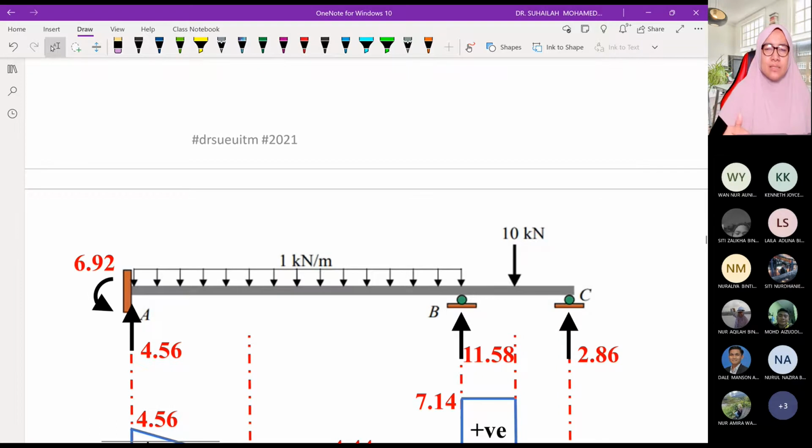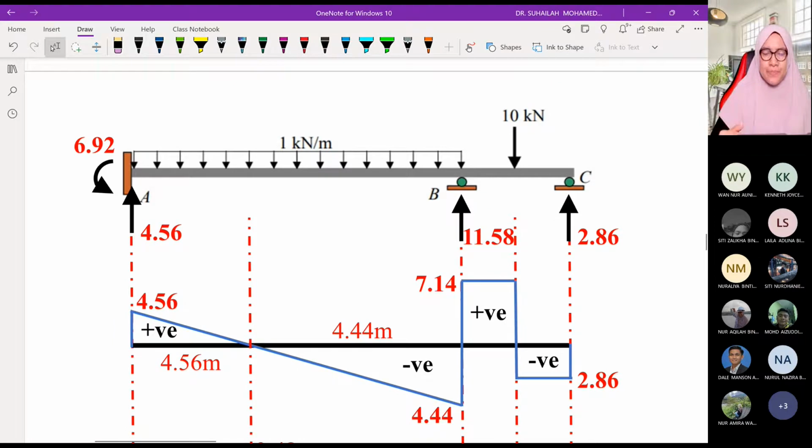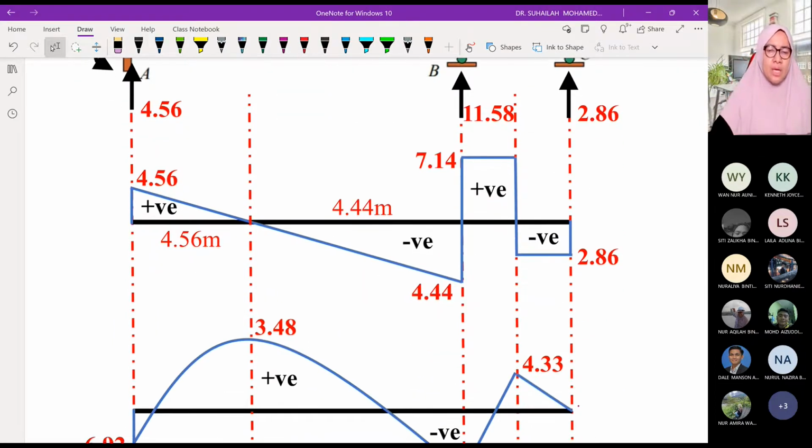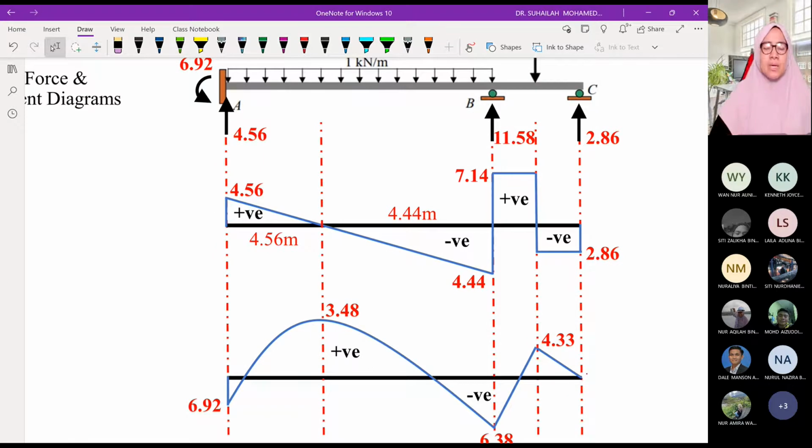And from this, we can straight away draw the shear force diagram. And after that, we can calculate the bending moment diagram, because for the bending moment diagram, the moment is actually the area of the shear force diagram.